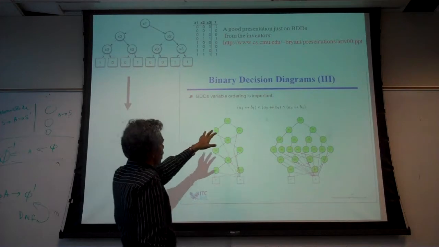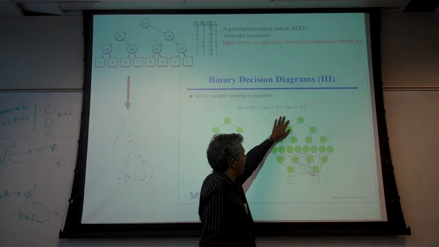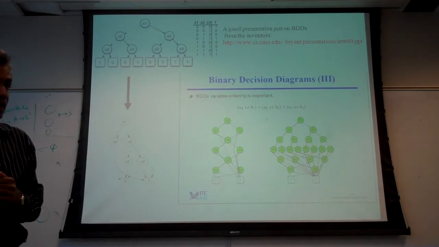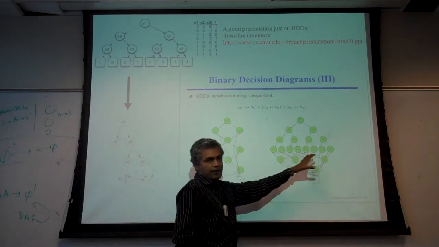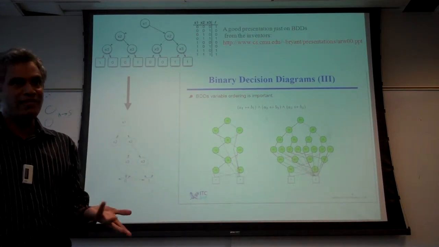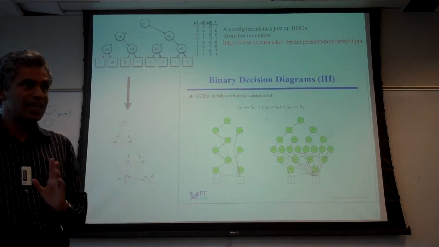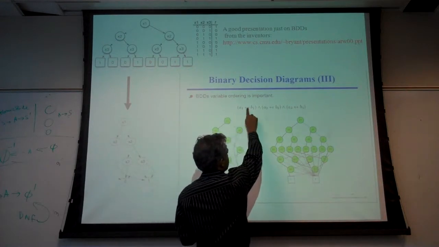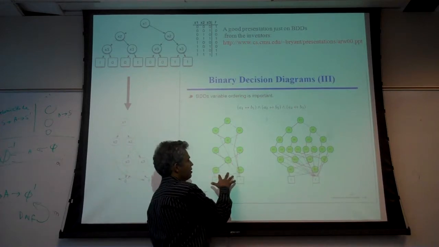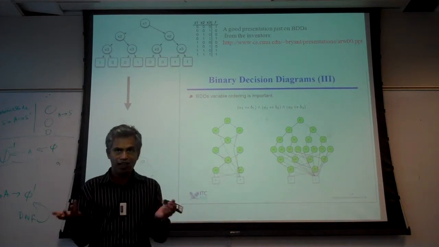For the same exact formula, let's say A1 if and only if B1, and A2 if and only if B2, and A3 if and only if B3. This is the logical formula I want to write. And here are two BDDs that correspond to that logical formula. One is huge, one is much smaller. They both correspond to the same exact logical formula, in the sense that if I give you a true-false evaluation of A1, B1, A2, B2, A3, B3, whenever this gives true, this gives true, whenever this gives false, this gives false, and vice versa. That's why they're equivalent.